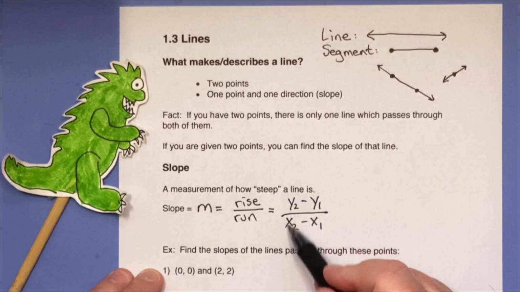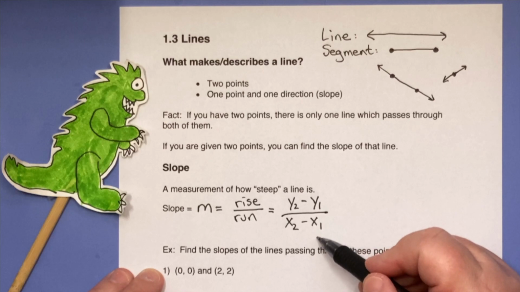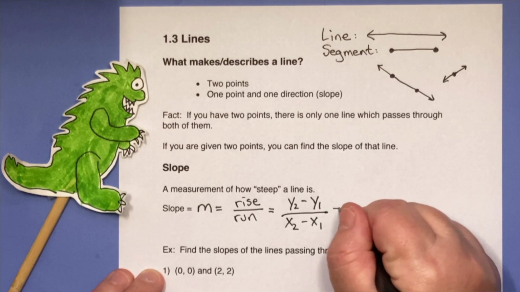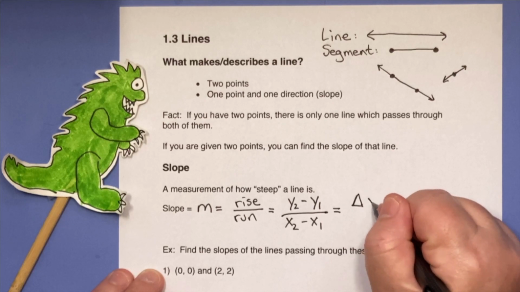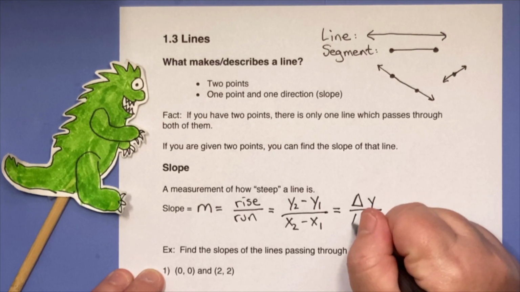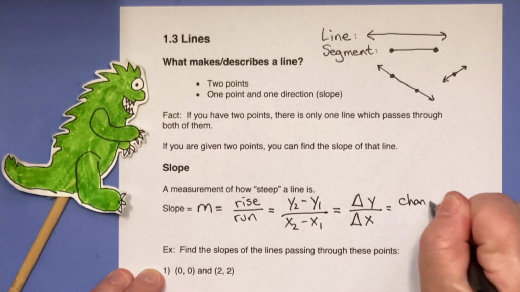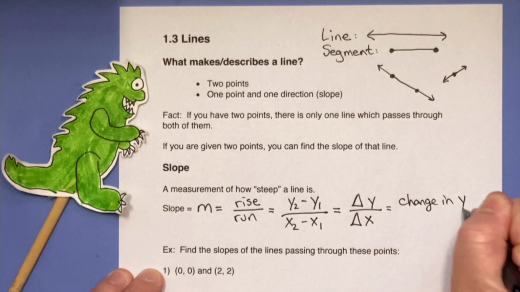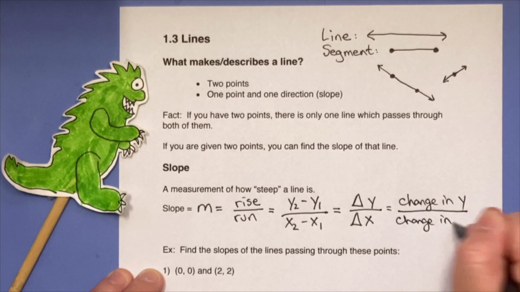So these x and y go together, they're from the same point. And this x and y go together, they're from the same point. And again, as I have on the card, we can use the fancy Greek letter delta. Delta y over delta x means the change in y all over the change in x.